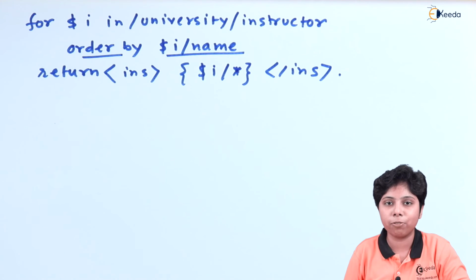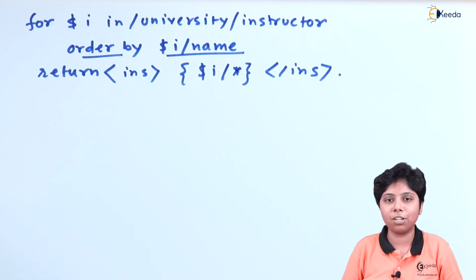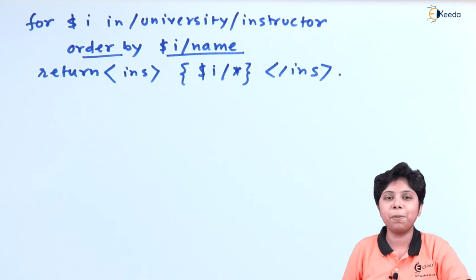Just like in an SQL query, we can have an order by of the order. First the ordering will be done on one basis, and after that another ordering will be applied. So as an example of nested querying, we have this example.